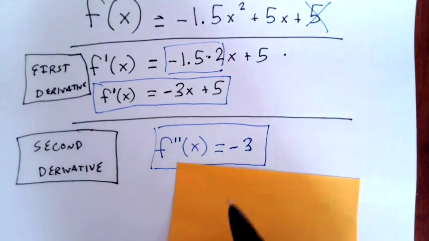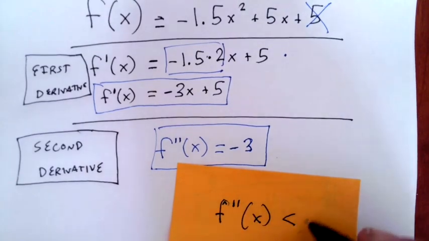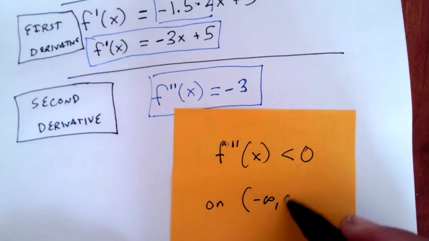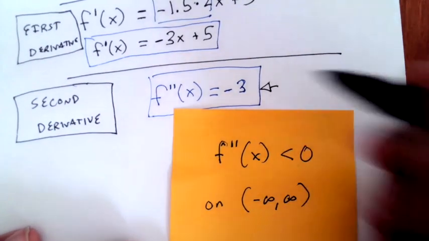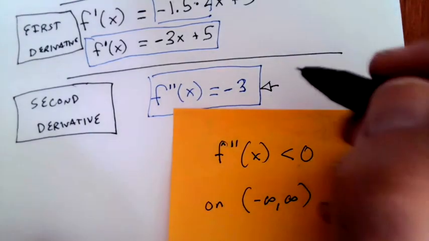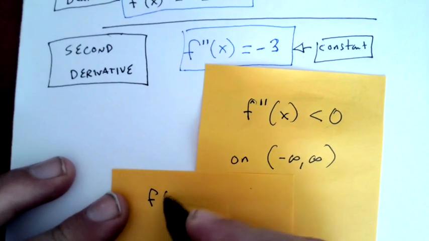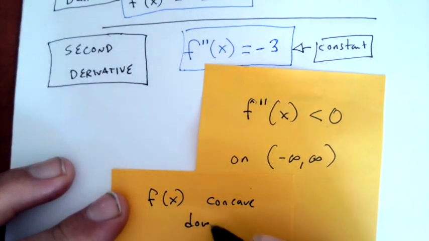F double prime of x is negative 3, so f double prime of x is negative no matter what you plug in. F double prime of x is negative on negative infinity to positive infinity. I don't need a sign chart because this is a constant function, always equal to negative 3. I can then conclude that f of x is concave down on negative infinity, infinity.